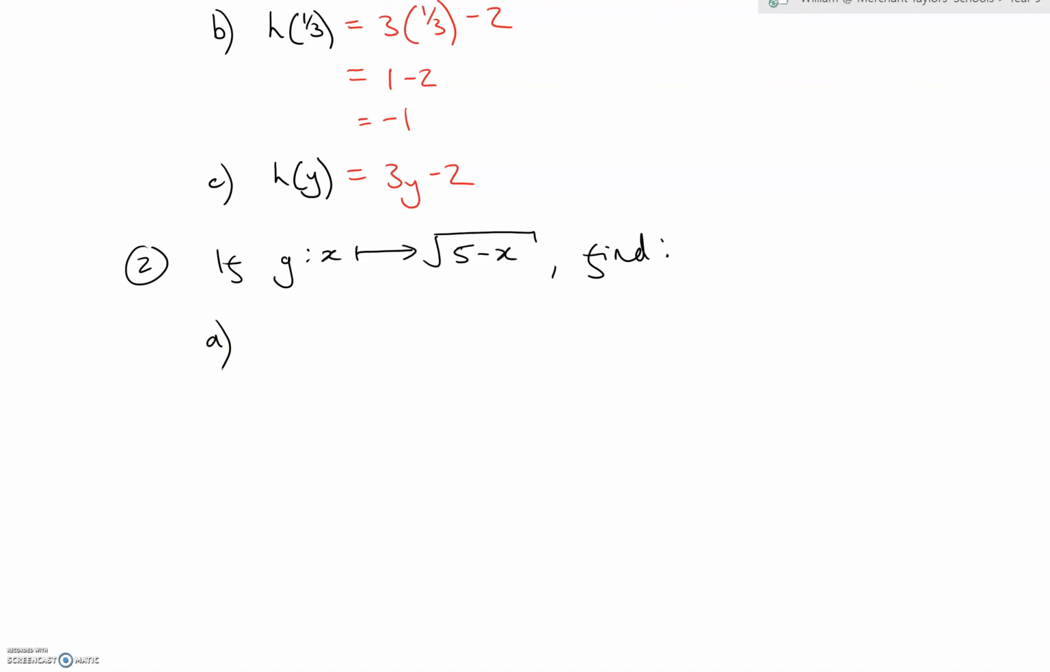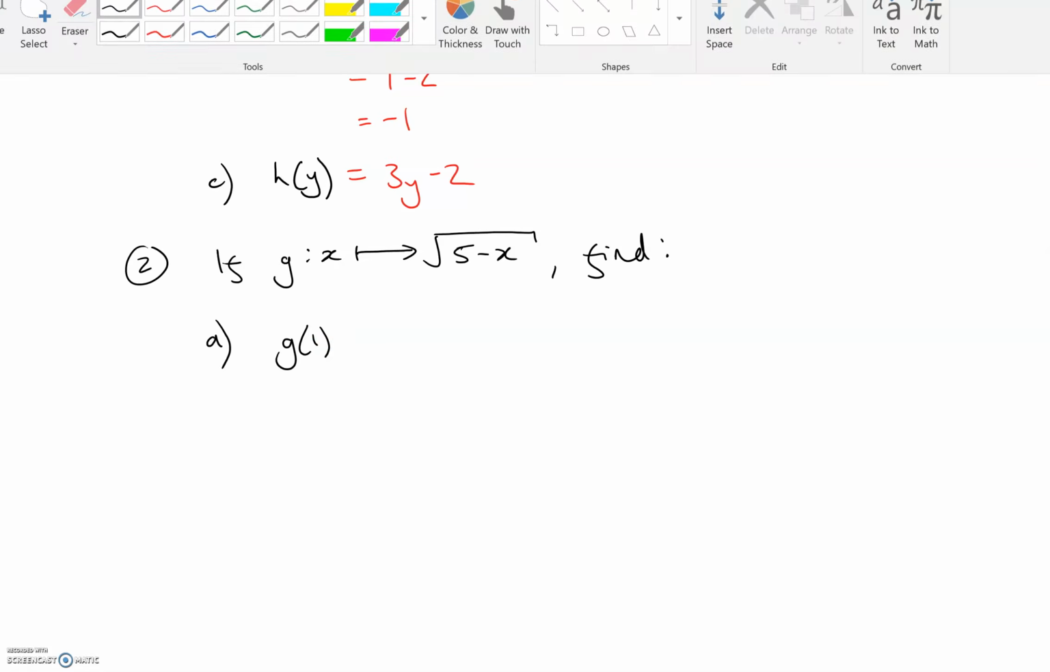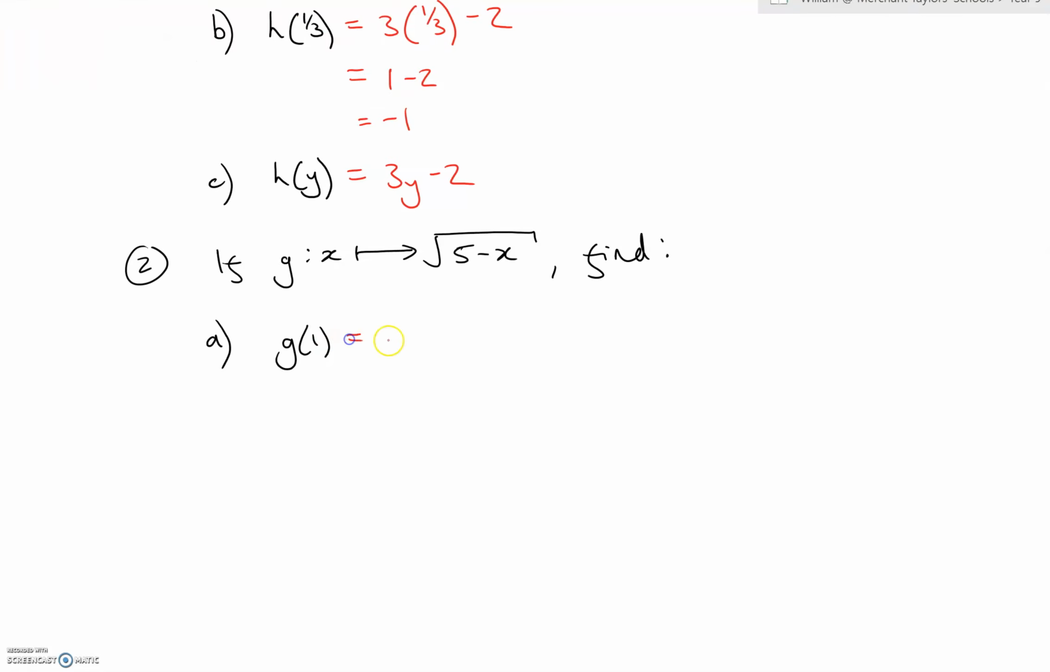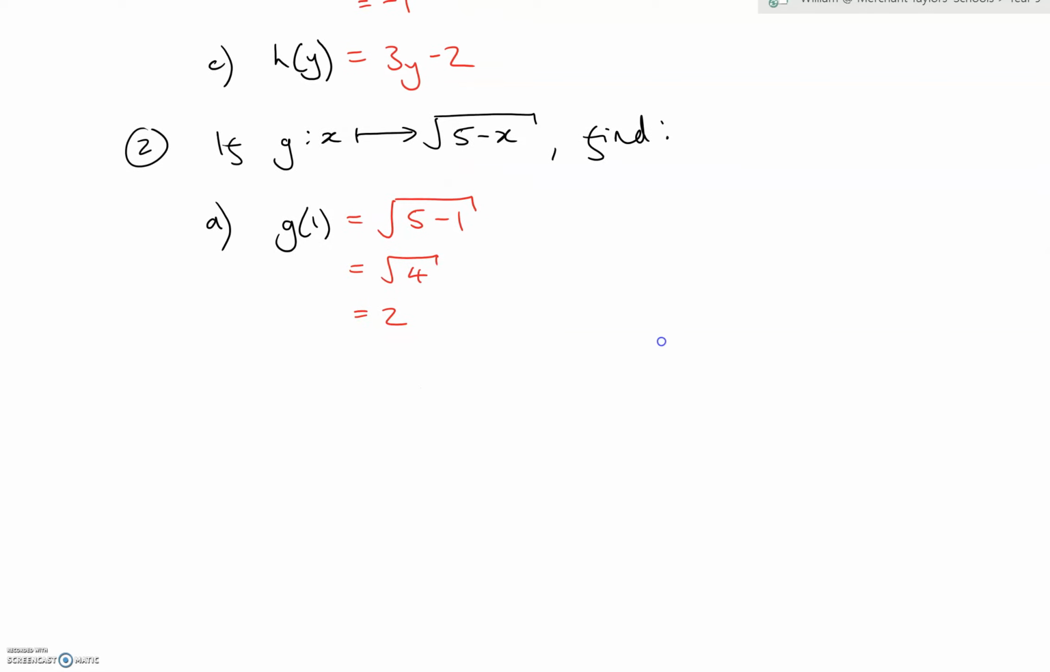So part A, let's find g of 1. So g of 1, all this means is that we're going to sub 1 into our function. So wherever there's an x, we replace it with a 1. So this x gets replaced by a 1 because this x has been replaced by a 1. And we get root 5 minus 1, which is root 4, which is 2.